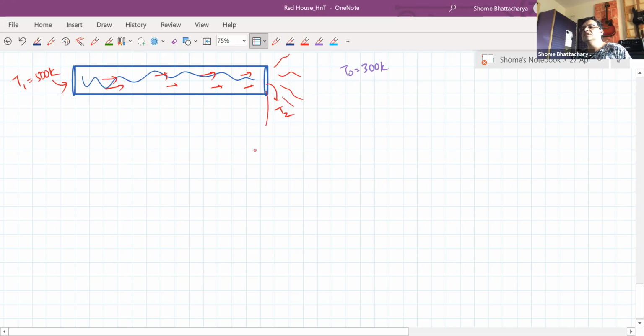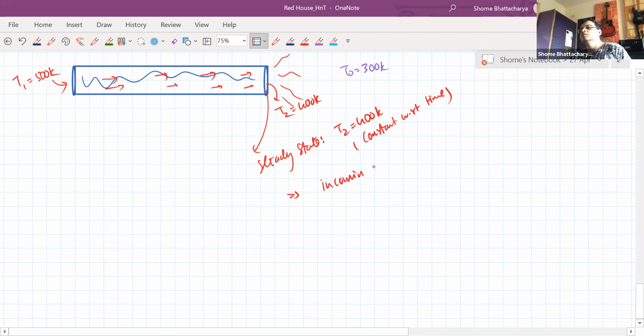So if this surface is at steady state, okay, that means T2 is constant at 400 Kelvin. It's constant with respect to time. So what that basically means is that the incoming heat by conduction, okay, at the open surface should exactly be balanced by the net rate of heat loss due to radiation.